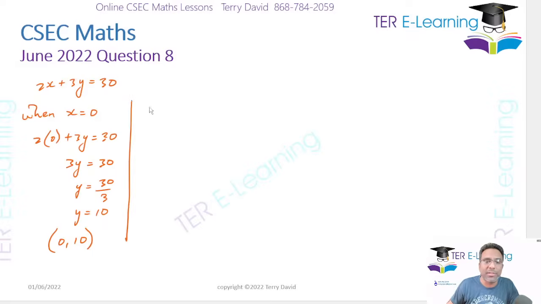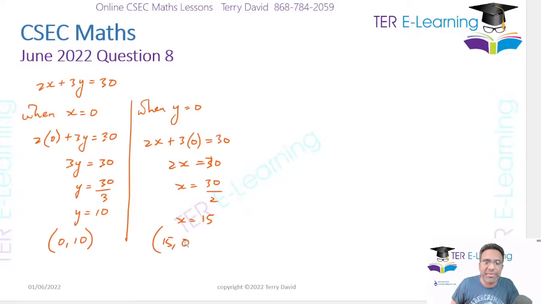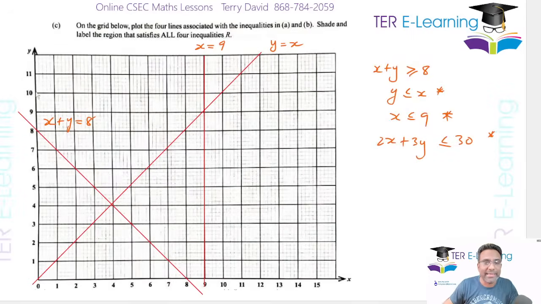And what I'll do now, I'll substitute 0 for y. So 2x is equal to 30. So x is 30 over 2. x is equal to 15. So therefore this point here is going to be 15, 0. That's what this point is. So I'm going to plot those 2 points, 0, 10 and 15, 0. So 0, 10 is up here and 15, 0 is down here.